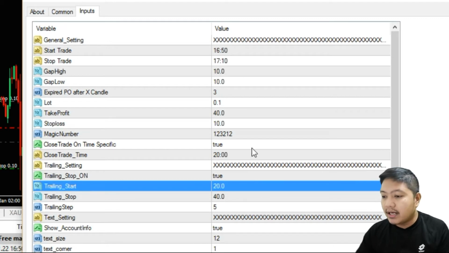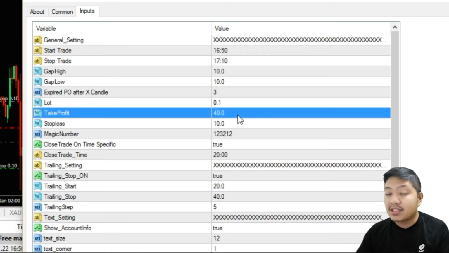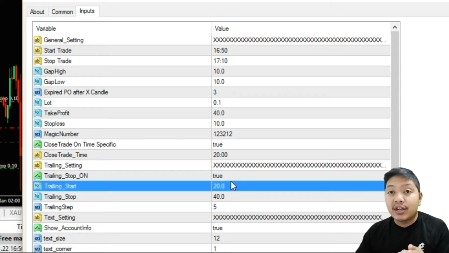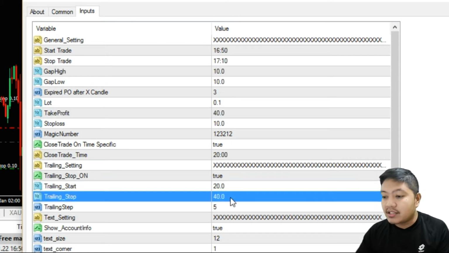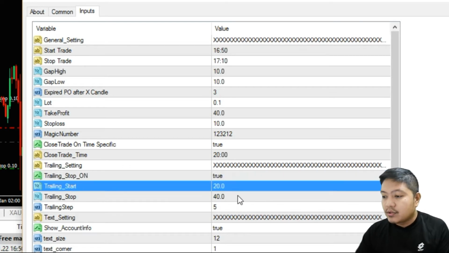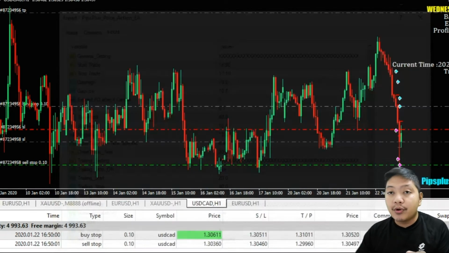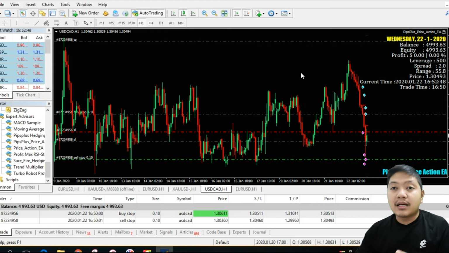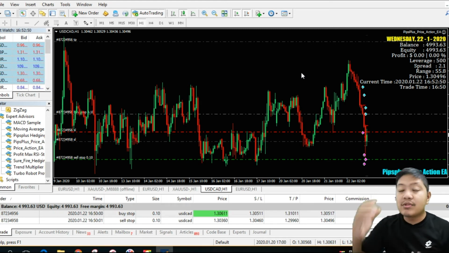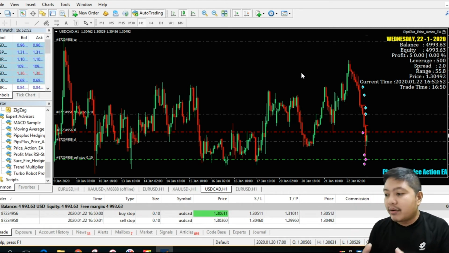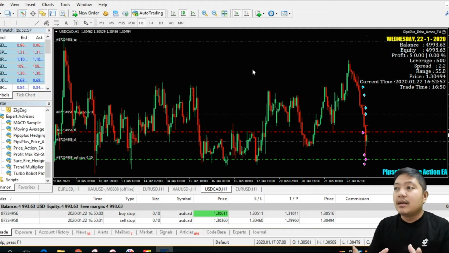The good thing here is that the moment you reach your stop loss, you have already reached your TP or take profit. There is a trailing start and trailing stop here, so the moment it reaches, it will automatically lock in your profit. That's a good thing about this EA, and that's why we use an EA to set this up, especially on news. This EA is mainly for news, big news and big market movements.